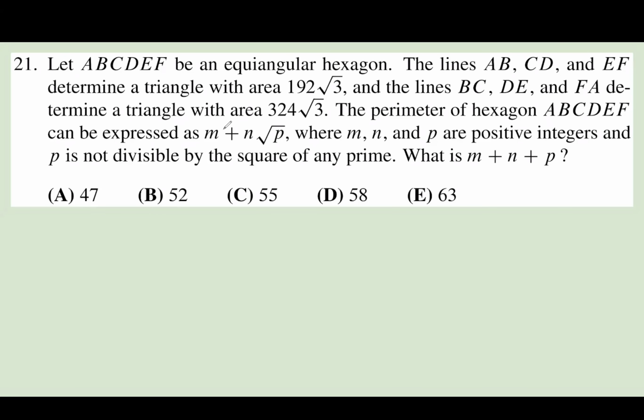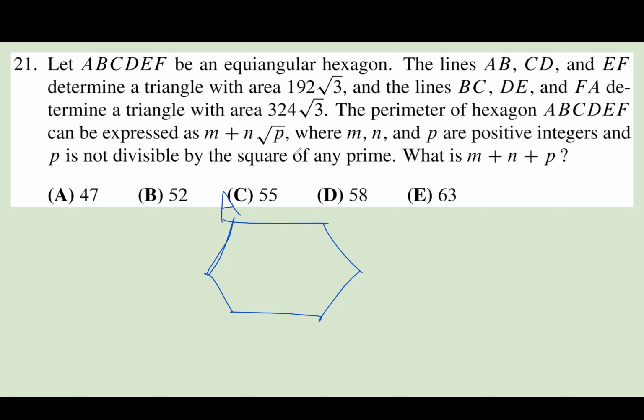Let A, B, C, D, E, F be an equilateral, equiangular hexagon. The lines AB, CD, EF determine a triangle with area 192 root 3. The lines BC, DE, and FA determine a triangle with area 324 root 3. If the perimeter of hexagon ABCDEF can be expressed as M plus N root P, where M, N, and P are positive integers and P is not divisible by the square of any prime, what is M plus N plus P?